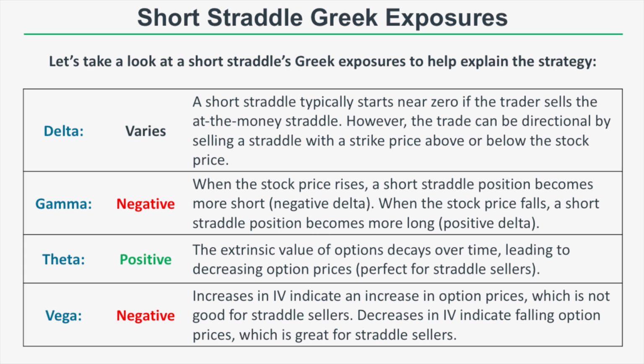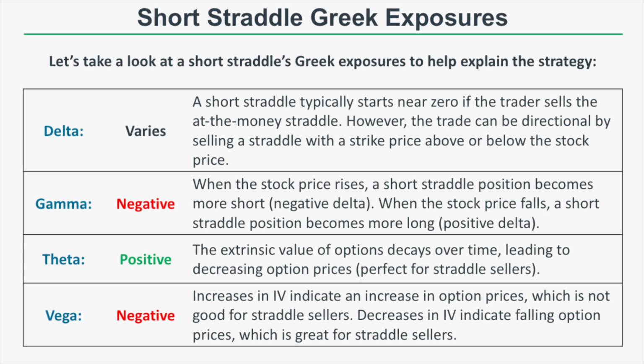Now lastly, a short straddle position has negative vega, which means that increases in implied volatility are harmful and decreases in implied volatility yield profits. Now that's because an increase in implied volatility indicates that option prices are increasing. And when you sell options or you sell a straddle, you want option prices to decrease. So naturally, an increase in implied volatility is a bad thing.